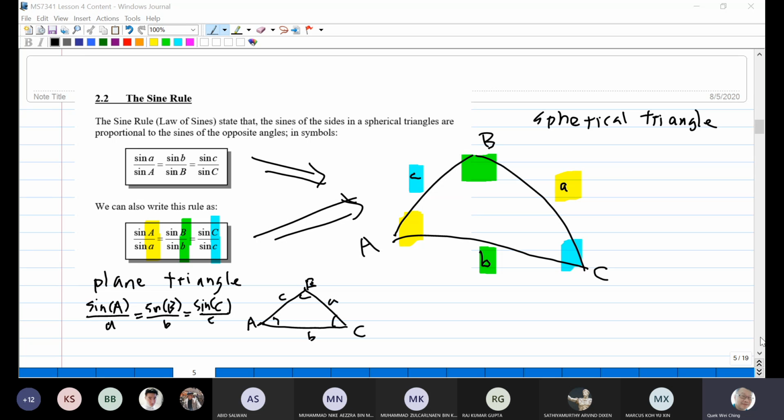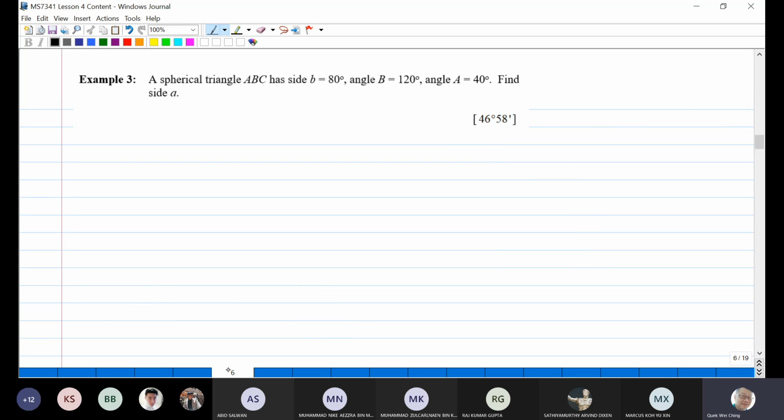Okay, so let's continue with the example. The first example to illustrate the sine rule is example 3. Last time we did Napier's rule, example 1 and example 2. So this is example 3 now. Let's read the question first. I have a spherical triangle ABC.